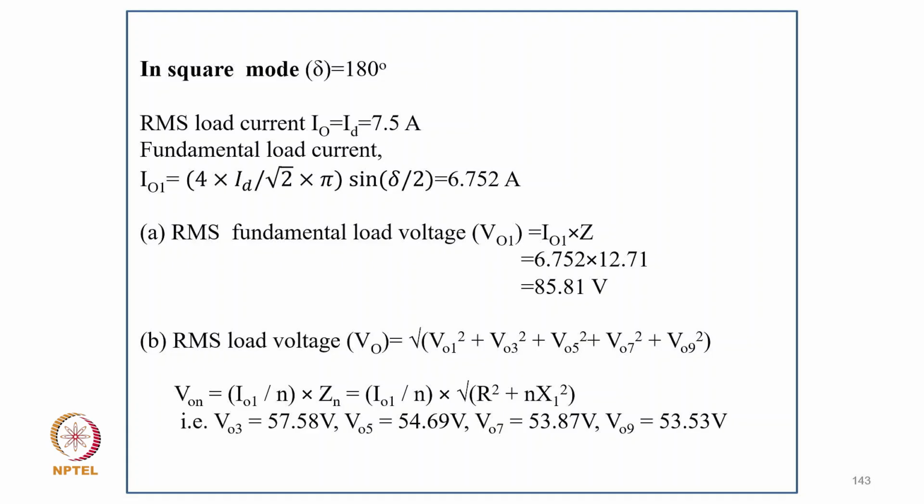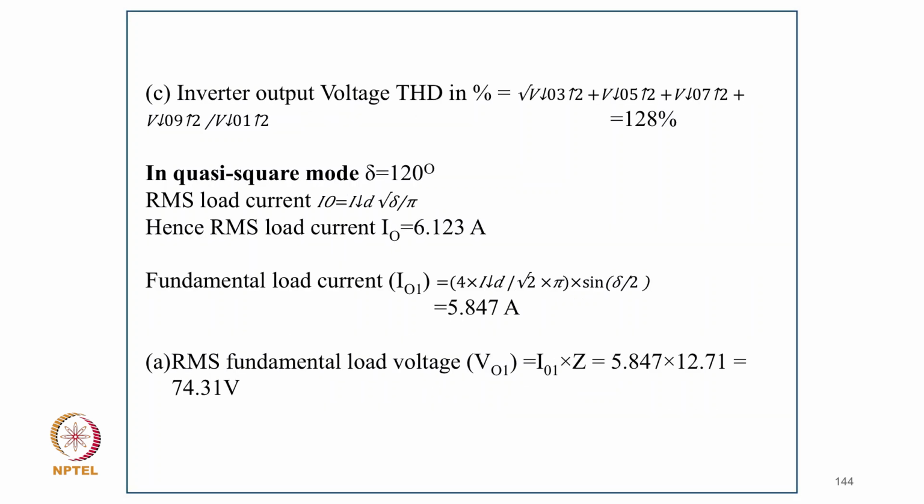And the RMS voltage is under root of V1 square plus V3 square plus V5 square plus V7 square and V9 square. So VO(n) equals IO(n) into Zn, that is IO1 divided by n, into under root R square plus (n X1) square. So VO3 is equal to 7.58, VO5 is 54.69, V7 is 53.87, and VO9 is 53.53. So now the inverter output voltage THD is under root of V3 square plus V5 square, with 7th and 9th, divided by VO1, that is 128%, and quasi square delta equal to 120 degree.